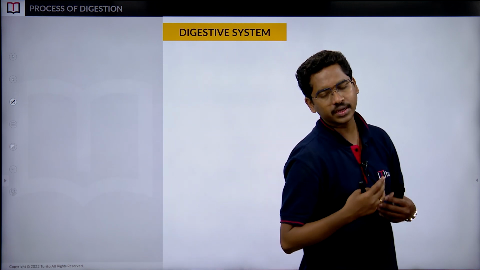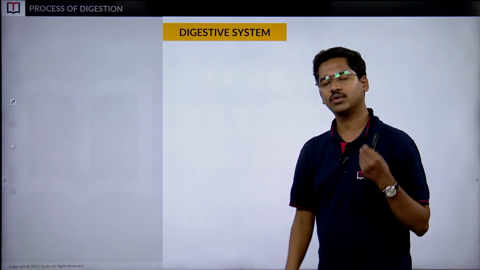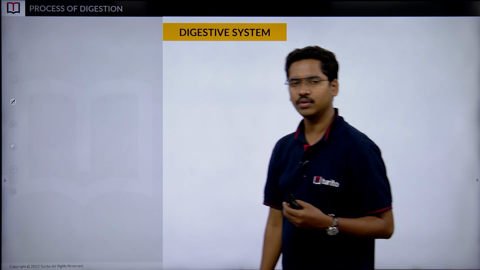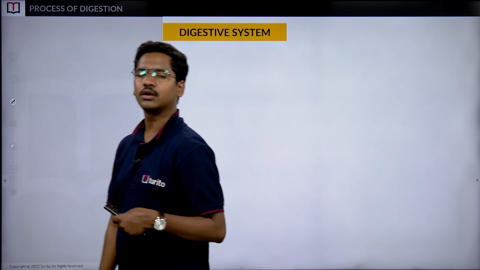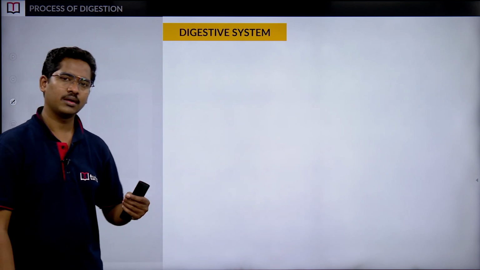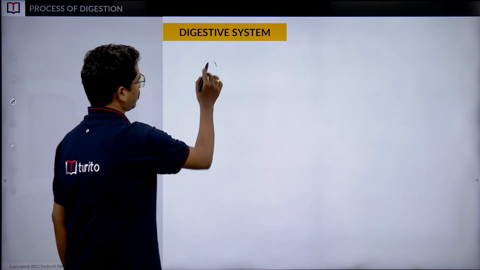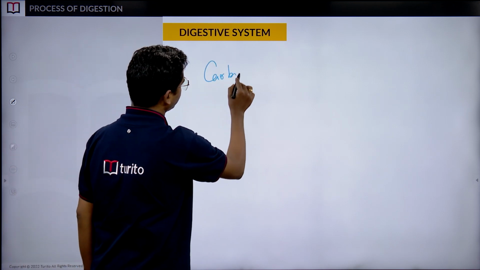So, it is like breaking the very complex food components, the food items that you eat, which have to be converted ultimately into the food components, which are nothing but carbohydrates, proteins, fats. So, they are known as food components.